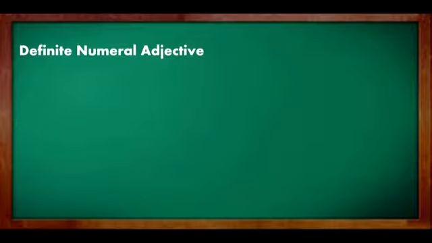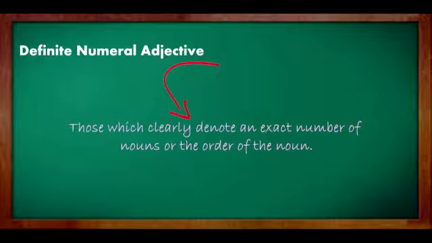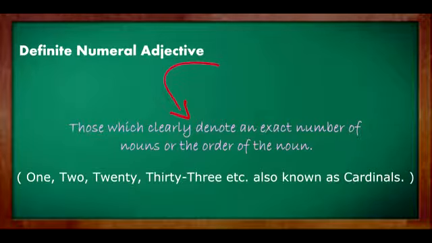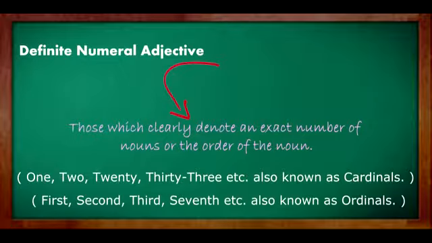Definite numerical adjectives are those which clearly denote an exact number of nouns or the order of the noun. Examples: 1, 2, 20, 33, and many more, also known as the cardinals. Other examples: first, second, third, seventh, and many more, also known as ordinals.